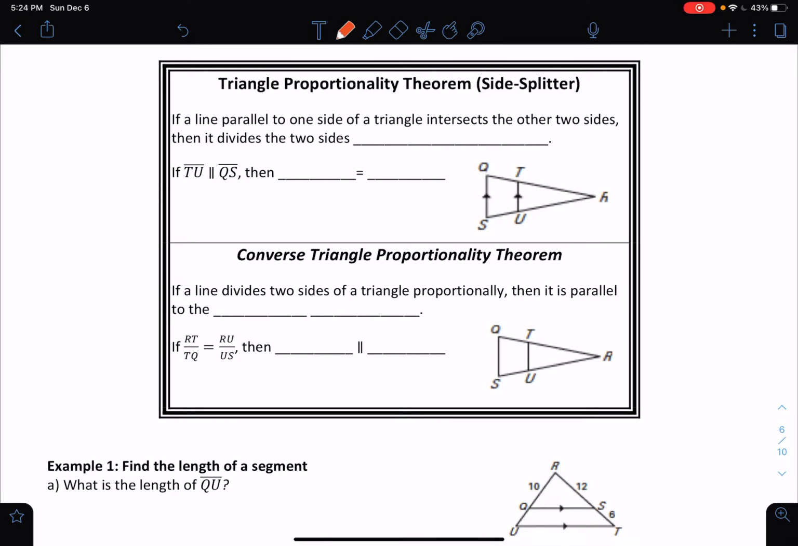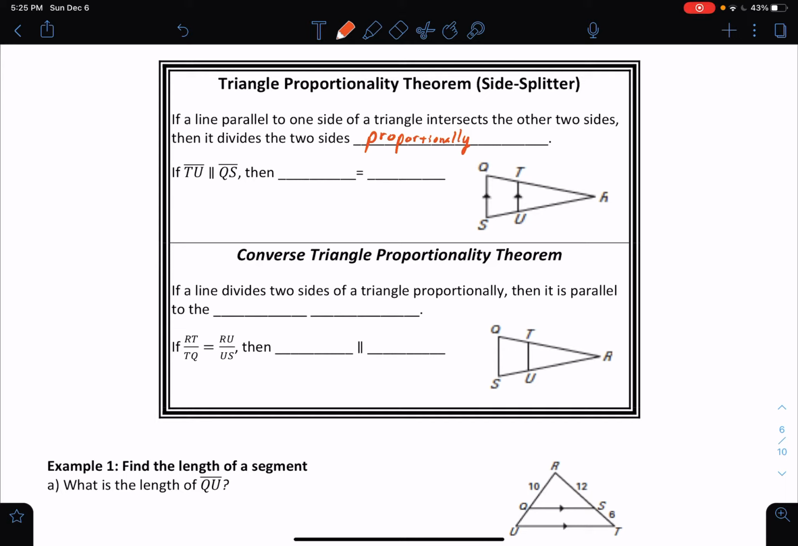Hello everyone, in this video we're going to be talking more about similarity within triangles, mainly the triangle proportionality theorem, also called the side splitter theorem. It basically says if we have a line that's parallel to a side in a triangle, and that line intersects the other two sides, it's going to divide those two sides proportionally. So this is why it's called the side splitter, because it splits the sides proportionally.